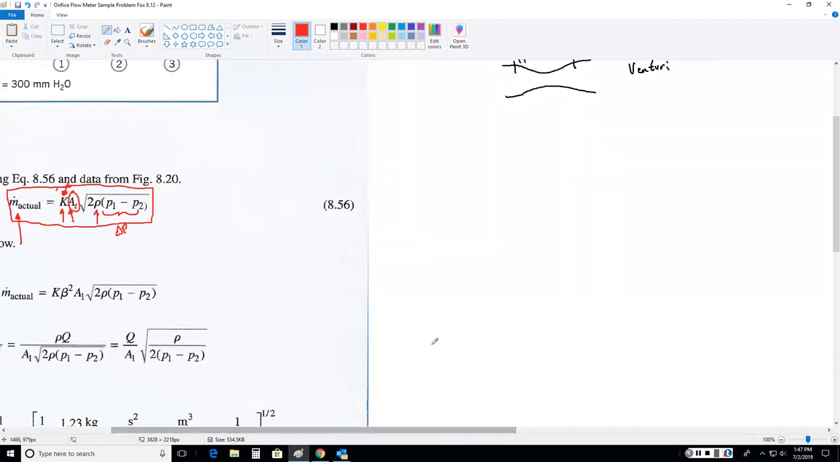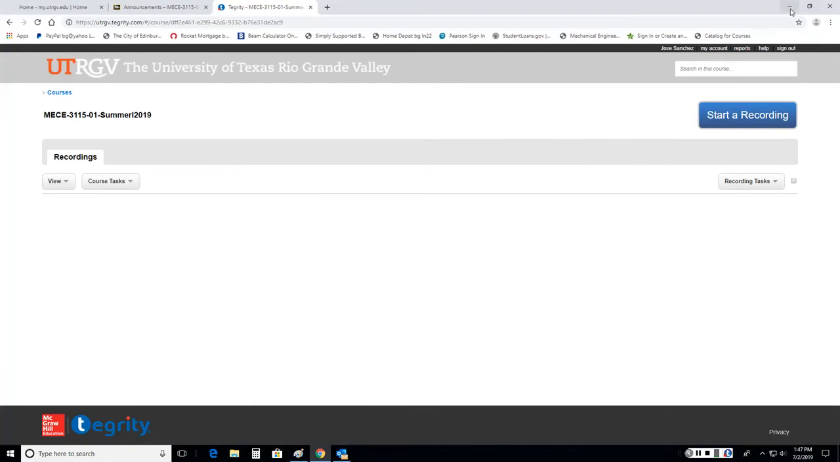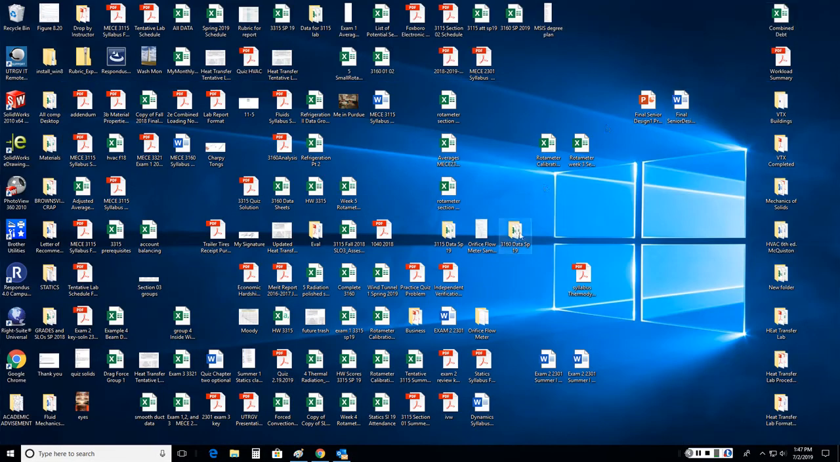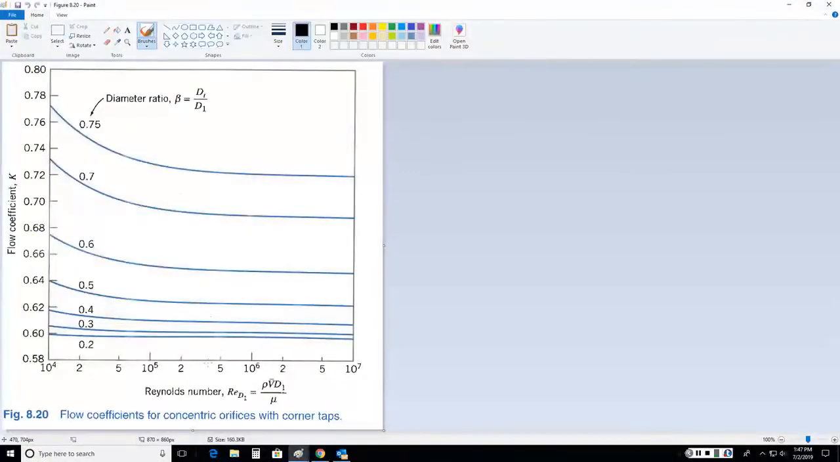So I'm going to open up figure 8.20. I have that over here. Let's see, figure 8.20. Here we go. And this is only for the Orifice flow meter. That's something we need to make you aware of. Only for the Orifice flow meter.